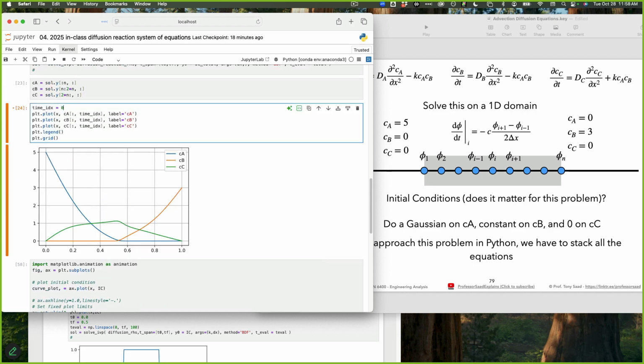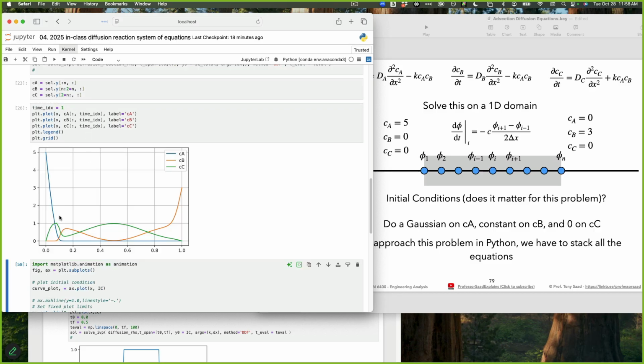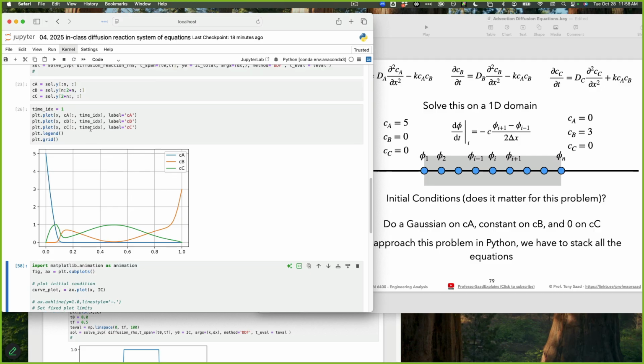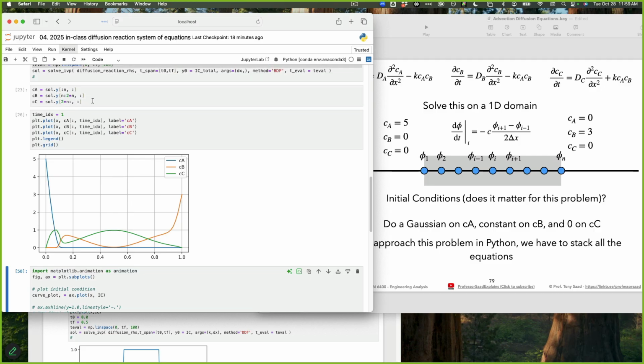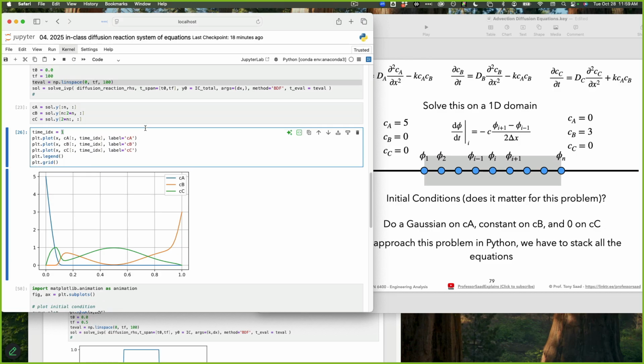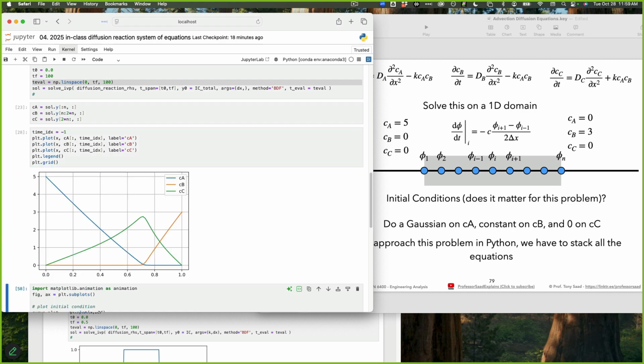So let's go back to 0. It's 0, and then we go one time step. Whoa, suddenly you see this huge jump in C, in green, and then it kind of climbs up, right? Hold on, do I have this right? CA, CB, CC. Because C diffused really quickly. Hold on. And then 2, then time index -1.